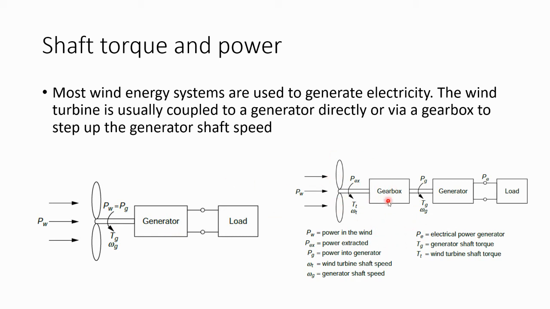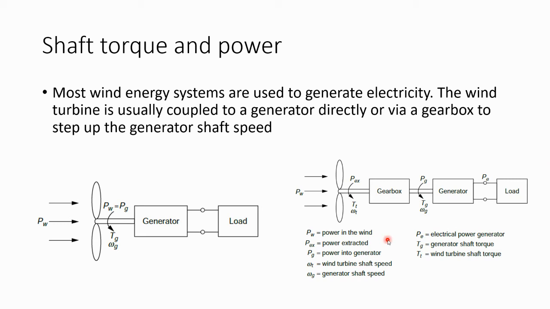Or you have your wind turbine connected to a gearbox first before you go to your generator, and then connect to your electrical grid. The gearbox serves to step up the speed of the rotation. Maybe your wind turbine is turning at a lower speed, and with the gearbox you are able to increase the turning speed at the other end, so that you can have an ideal rotational speed to generate an ideal electrical voltage before you connect to the load.